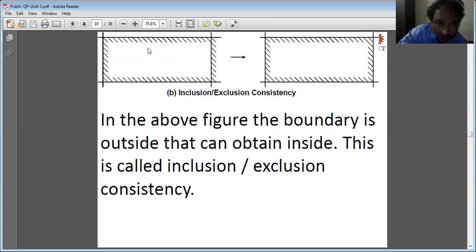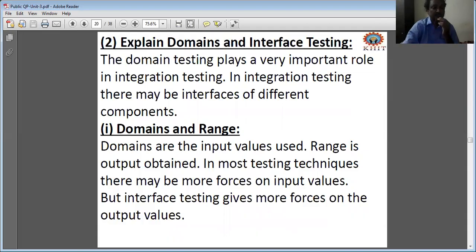Here three are in the same direction. One is in the outside direction, so that can be made inside direction. In the above figure, the boundary is outside, and that can be inside. This is called inclusion, exclusion, consistency. First question is for nice and ugly domains. Important question.